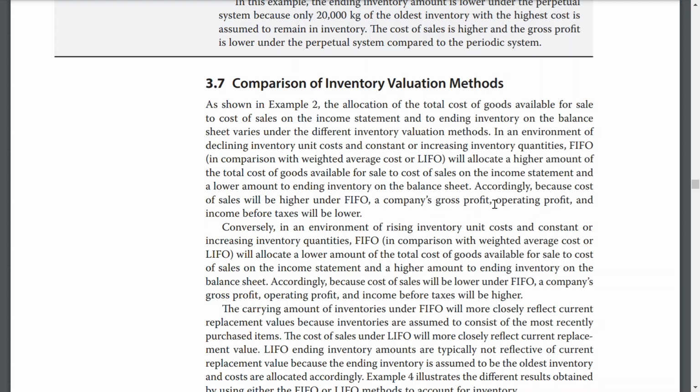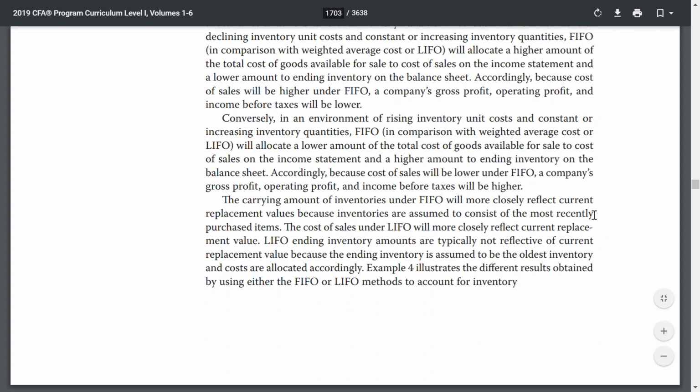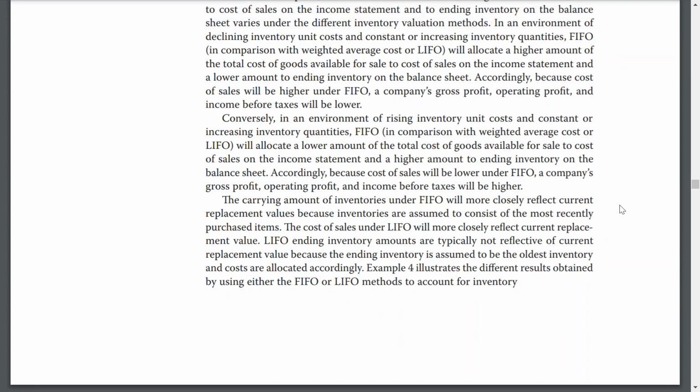Accordingly, because cost of sales will be higher under LIFO, the company's gross profit, operating profit, and income before tax will be lower. Conversely, in an environment of rising inventory unit costs and constant or increasing inventory quantities, FIFO will allocate a lower amount of total cost of goods available for sale to cost of sales in the income statement and a higher amount to ending inventory on the balance sheet. Accordingly, because cost of sales will be lower under FIFO, a company's gross profit, operating profit, and income before taxes will be higher. The carrying amount of inventories under FIFO will more closely reflect current replacement values.